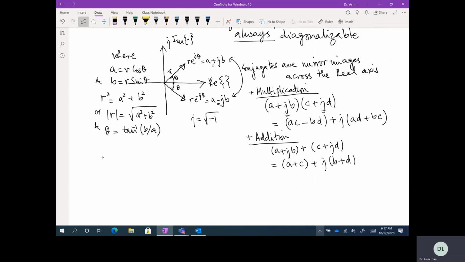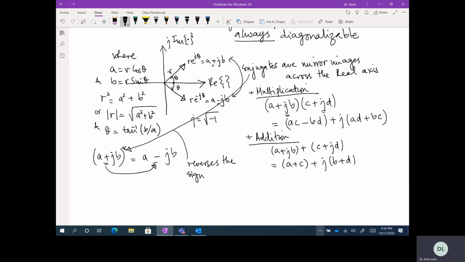And finally, the conjugate of A plus JB is simply A minus JB. So plus changes to minus. That's the only change that happens. Nothing happens to the real part, nothing happens to the value of the imaginary part. So conjugate reverses the sign of the imaginary part.